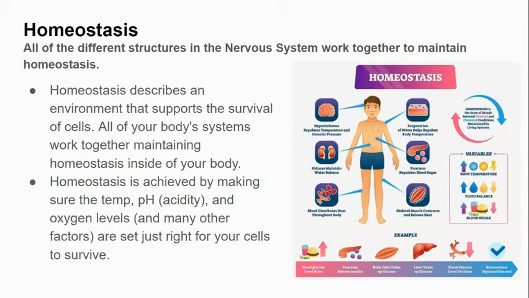All of the different structures in the nervous system work together to maintain homeostasis. It's basically maintaining a balance. Homeostasis describes an environment that supports the survival of the cell. So all of your body systems work together to maintain this balance inside your body. Homeostasis is achieved by making sure that the temperature, acidity, oxygen levels, and many other factors are set just right for your cells to survive.